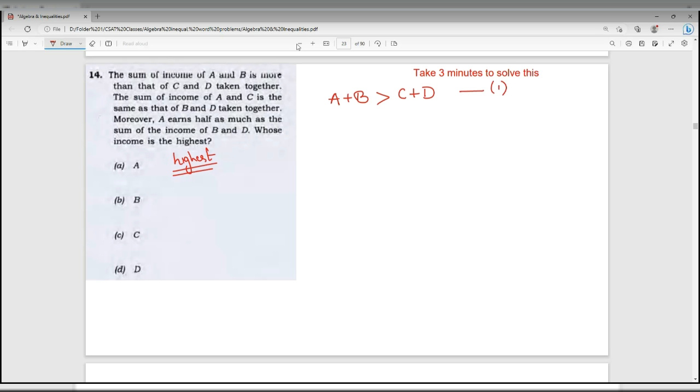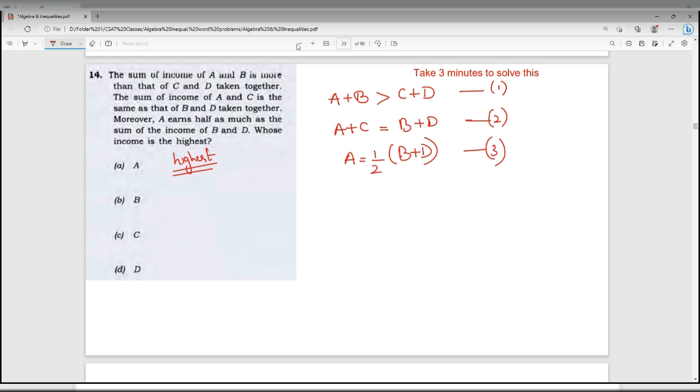The sum of the income of A and C is the same as that of B and D taken together. So A plus C is equal to B plus D. This is the second equation. And then they are saying, moreover, A earns half as much as the sum of the income of B and D. So A earns half as much as B and D together. So A = (B plus D)/2. This is the third equation.